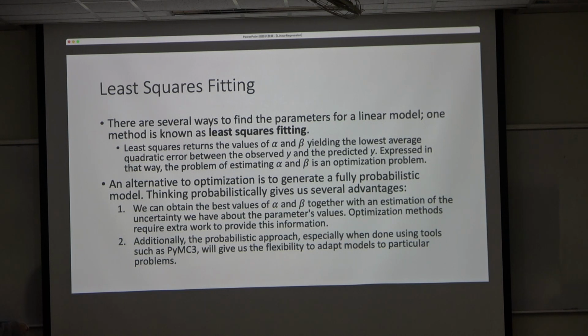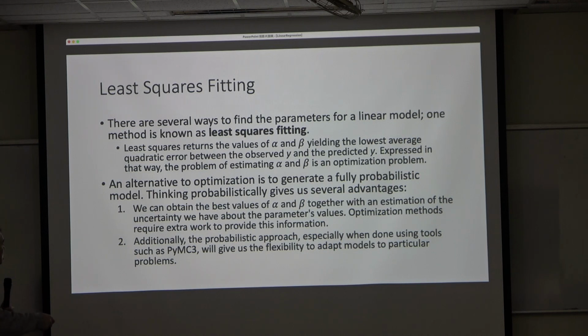First, we can obtain the best value of alpha and beta together with the estimation of the uncertainty about the parameter values. So not only do we know what the best value will be, but also how certain we are, how much we should believe that value. This is not given if you use, for example, the normal equation to get the alpha and beta values. You don't know how much you can trust those values, right?